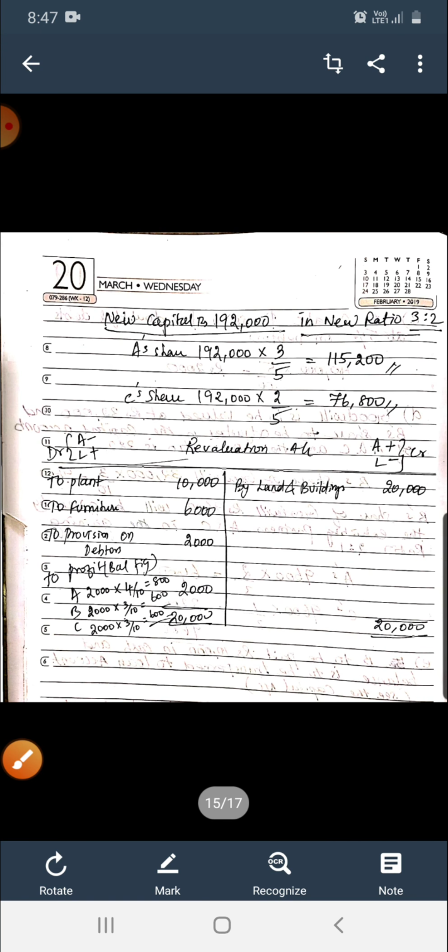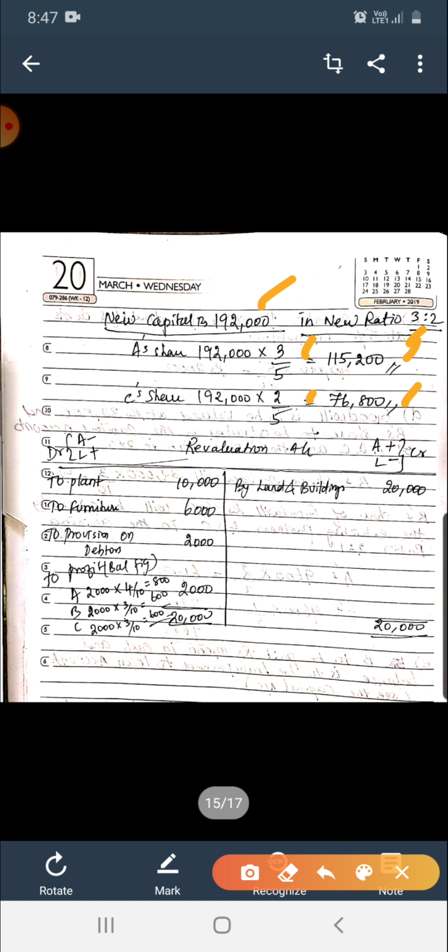Next, we'll prepare the calculation of the new capital. That is 1,92,000 into the new profit sharing ratio 3:2, 3/5 for A. So for A it is 1,15,200, and for C, that is 2/5, we get 76,800.